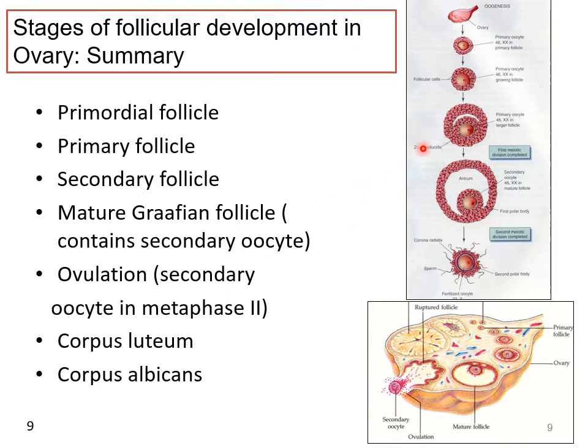So, a summary of the phases of folliculogenesis. Summary of development: we started with a primordial follicle which became a primary follicle. When cavities developed, it became a secondary follicle, then it became a mature Graafian follicle. Now we will see what it contains by the time it becomes mature.